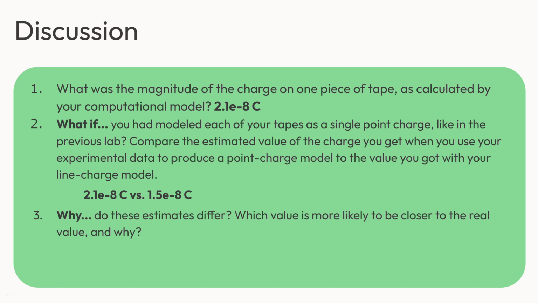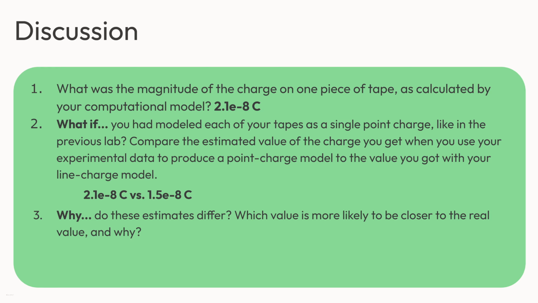What if you modeled your tapes as a single point charge like in the previous lab and compared the estimated values? In this lab, we found that our charge is about 2.1 times 10 to the negative 8, versus in the last lab, it was 1.5 times 10 to the negative 8. So there is a difference. This charge is a little bit bigger. So why do these estimates differ? It's all in our approach.